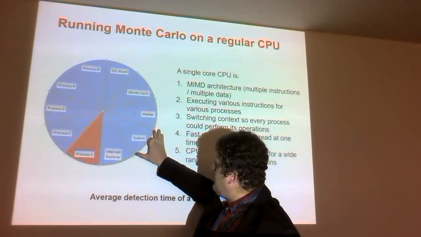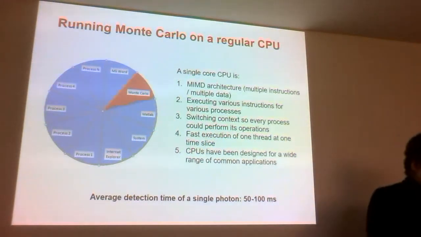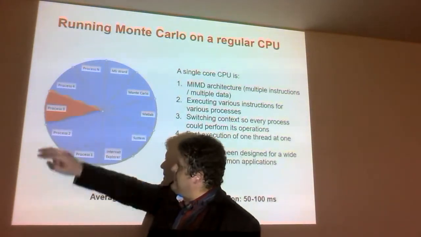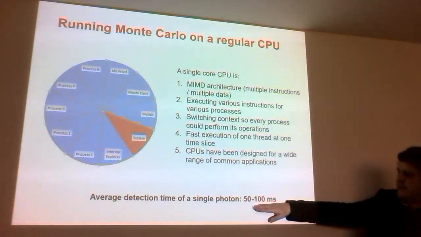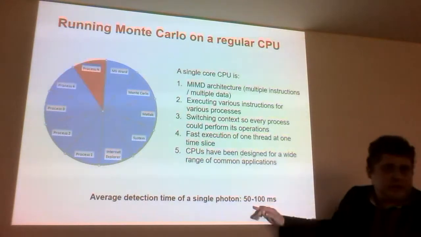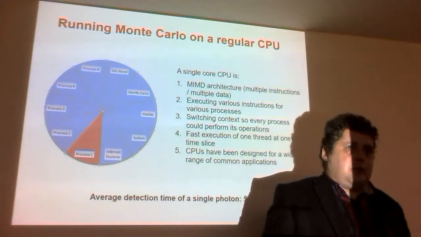So your computer also allocates some time for your system and possibly other processes. And thus, the estimated time of one single photon coming to the detector will be about 100 milliseconds. And we need basically 1 million or even more.